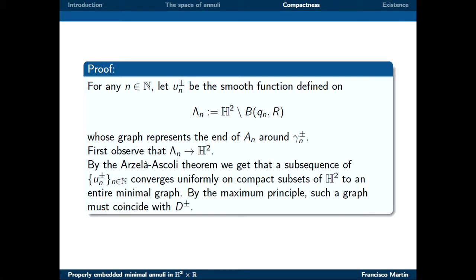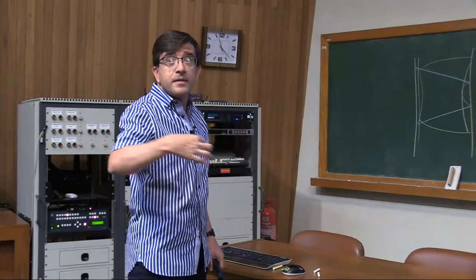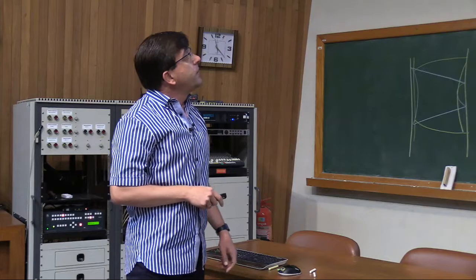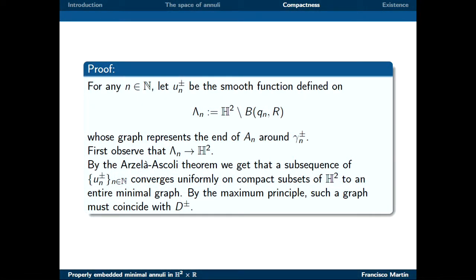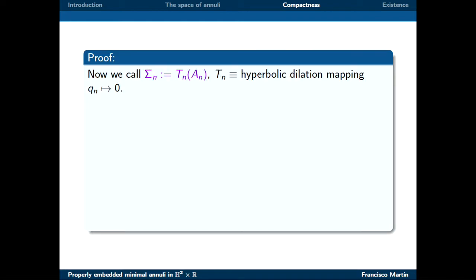So now you consider this domain lambda n. And now what happens is that lambda n converges. You have a family of cylinders, with the same radius, that is escaping at infinity. So the limit of this domain is the whole H2. So by Ascoli-Arzelà, outside a horosphere, you have convergence to the graphs.